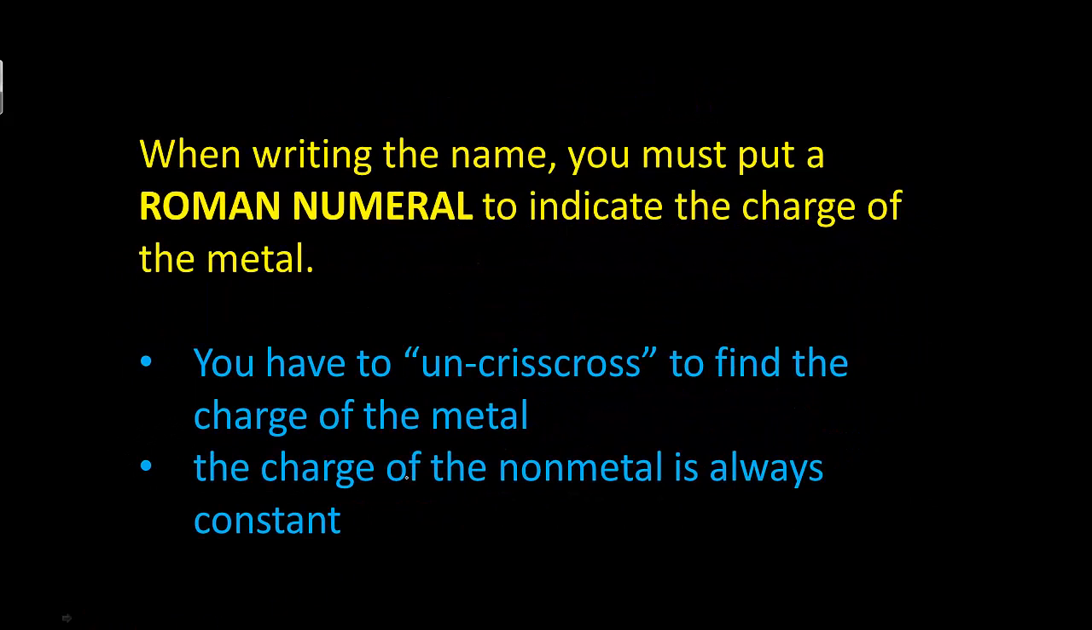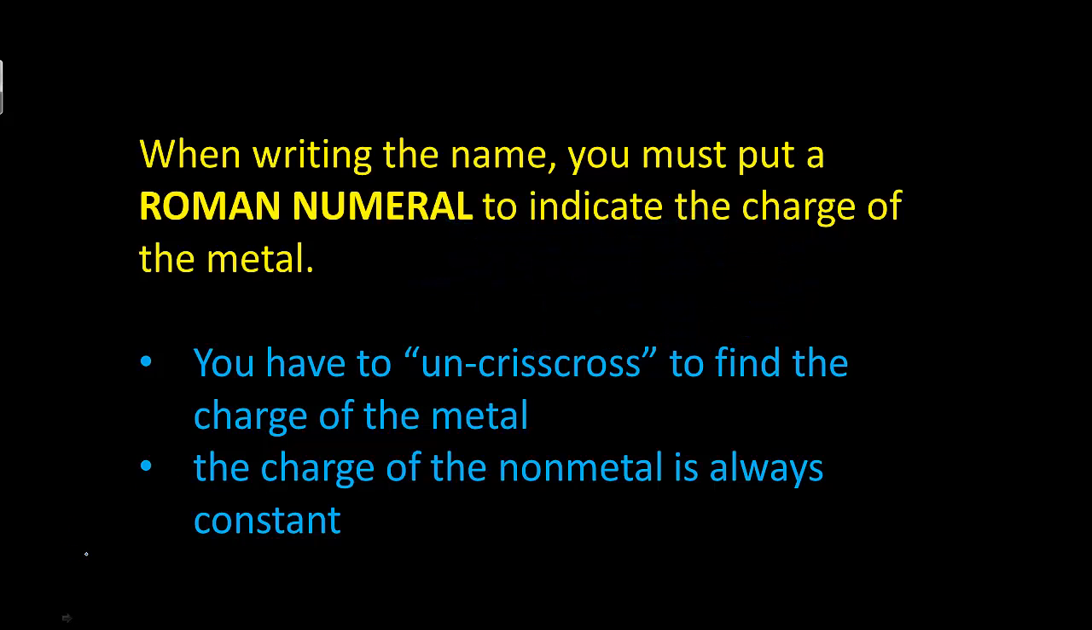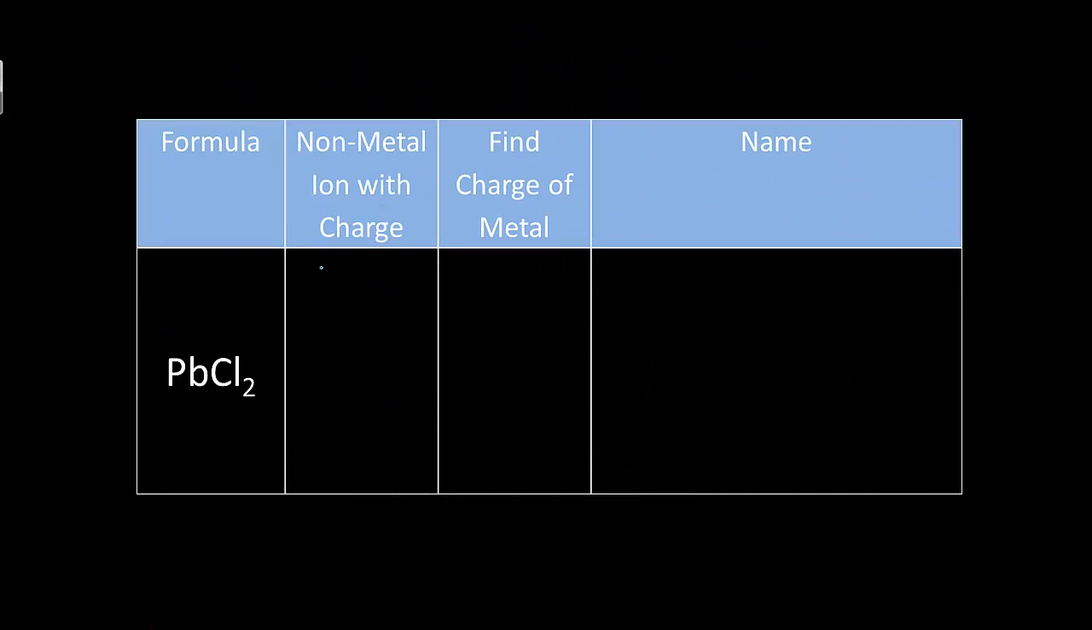Now let's talk about writing the names. When we write the name of a transition ionic compound, you must always put the Roman numeral to indicate the charge of the metal. Then you have to uncrisscross to find the charge of the metal, and the charge of the nonmetal is always constant. So let's go through an example.